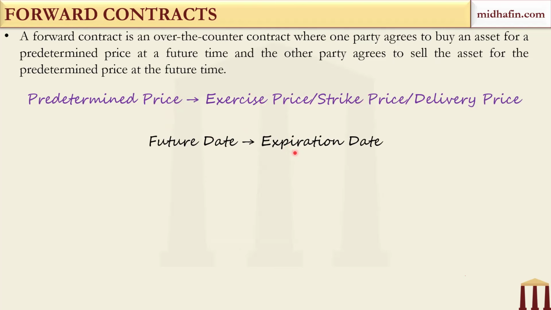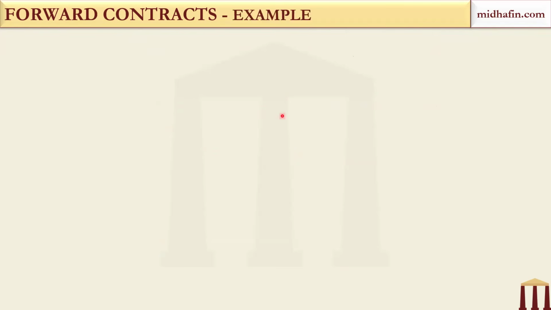So this is a commitment and agreement between two parties. Both parties have to honor the agreement. Whatever is the price of the underlying later, both parties have to honor the agreement. So let's take an example, and let's also understand why these forward contracts can be used.